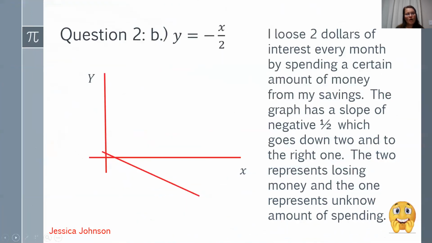Let's look at the variable y equals negative x over 2. I lose $2 of interest every month by spending a certain amount of money from my savings. The graph has a slope of negative 1/2, which goes down 2 and to the right 1. The 2 represents losing money, and the 1 represents an unknown amount of spending.